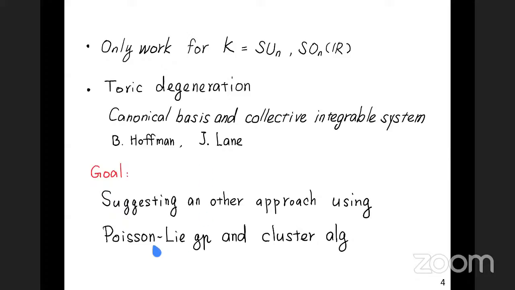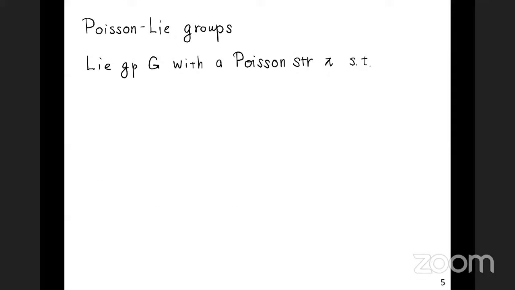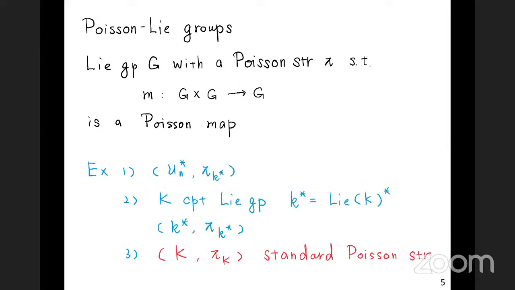So now let's explain what a Poisson Lie group is and what the cluster algebra, or rather the cluster algebra we use here, is. A Poisson Lie group is a Lie group together with a Poisson structure pi, such that the multiplication map on the Lie group is a Poisson map. On one side you have a Poisson manifold, and on the other side the Poisson structure is the so-called product Poisson structure. And here we have some examples.